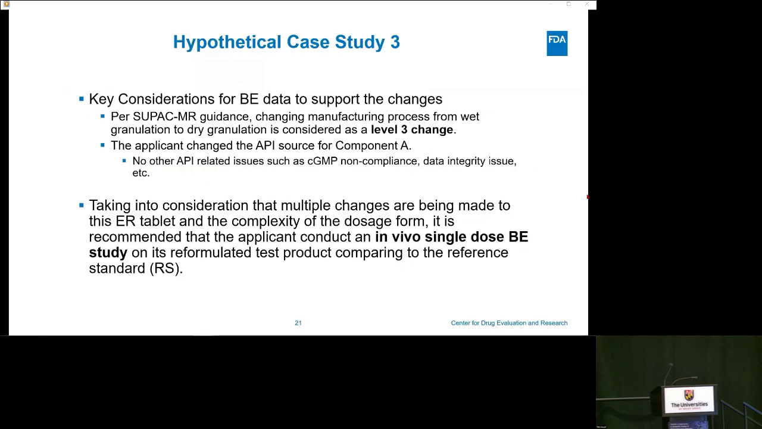According to the SUPAC MR guidance, the change in the manufacturing process from wet granulation to dry granulation is considered a level 3 change. The applicant also changed the API source for component A, but with no other issues such as CGMP non-compliance or data integrity concerns. Given the extent of these changes and the complexity of the extended release formulation, it is recommended that the applicant conduct an in vivo BE study comparing the reformulated test product with the reference standard.